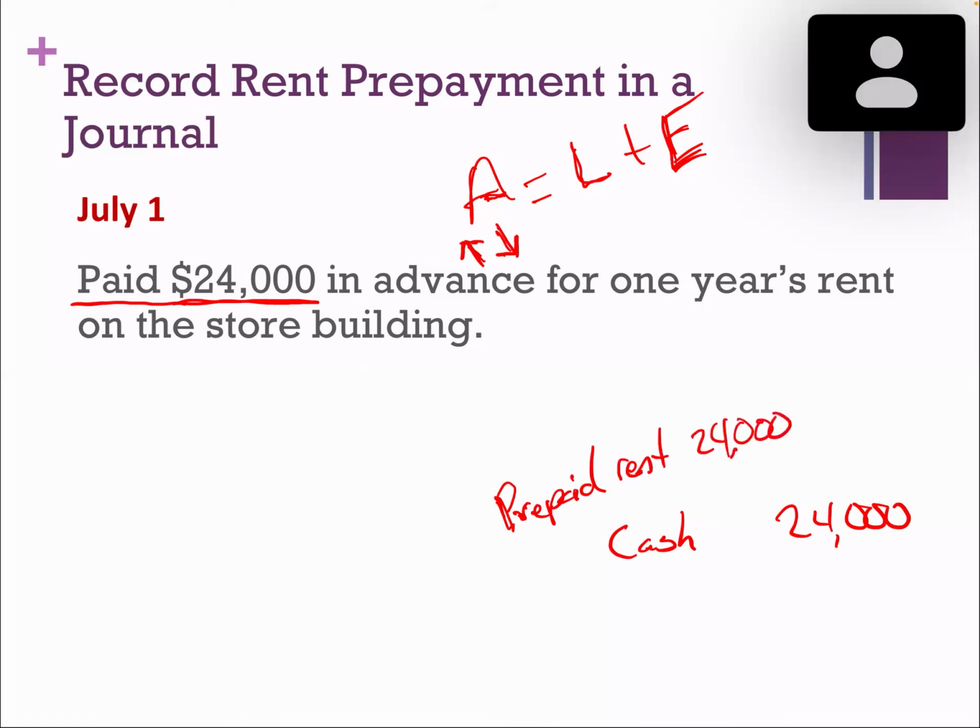Okay. And so this is an asset here. Prepaid rent is an asset. Cash is an asset. To get cash to go down, we have to credit that account. To get prepaid rent to go up, we have to debit that account.